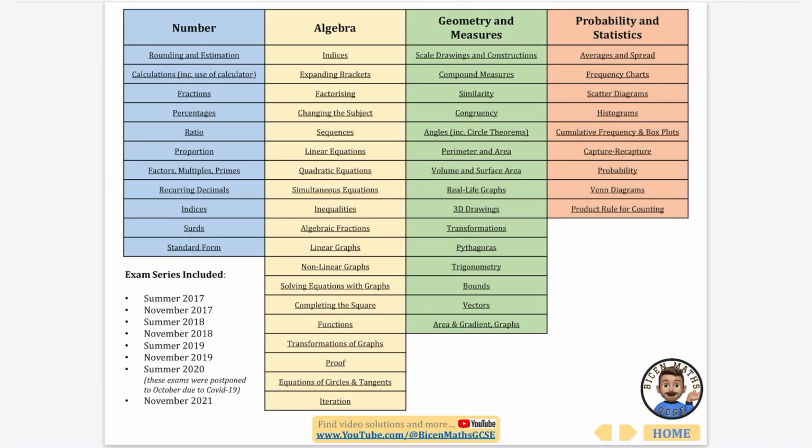Okay, so I am continuing with every exam question that's been asked, and we're now moving on to quadratic equations. This is testing everything from Edexcel between 2017 and 2021.